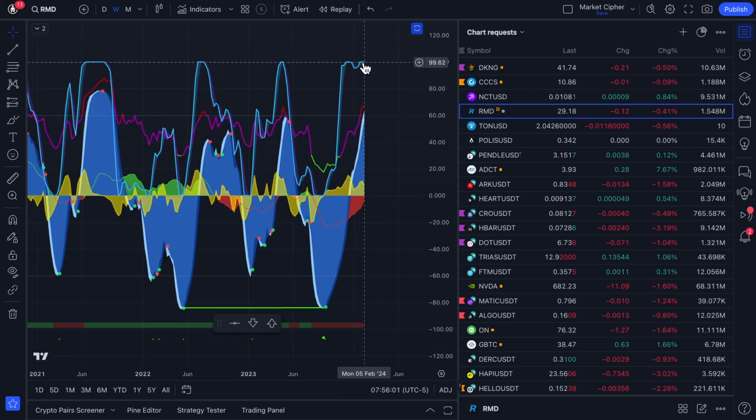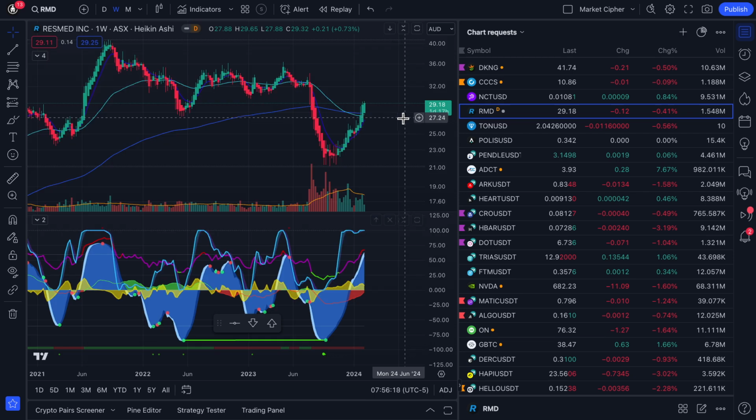Look where Market Cipher is. Market Cipher's up here at 100. We do not want to buy when the stochastic is up here, because again, this is profit-taking territory. This is where we're looking to get out. So if we're entering here, where is our exit? What is our exit strategy? We don't have an exit strategy because we're already up here. We need to have a strategy.